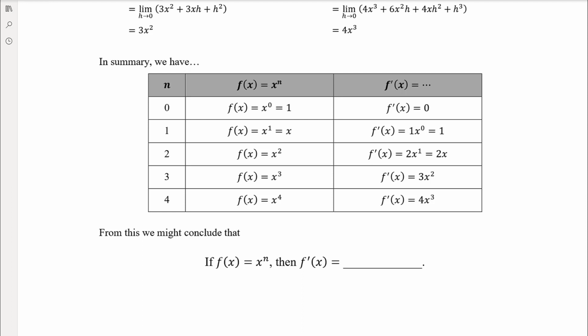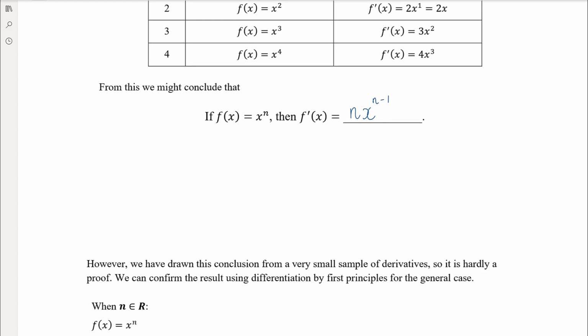And so if f of x is x to the power of n, then f dash x will be n times x to the power of n minus 1. So we bring the power down to the front and we subtract 1 from the power. We're seeing that happen in all of these. Power down to the front, subtract 1 from the power, gives us 4x cubed, etc.